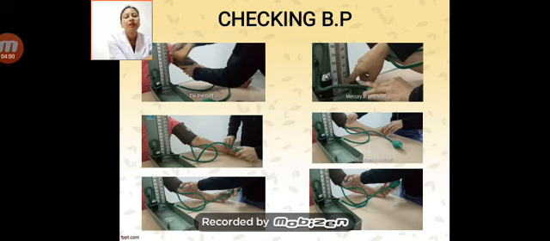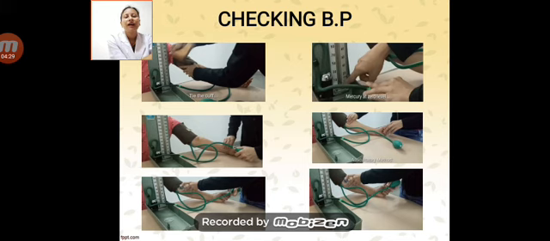After that, we keep on releasing the air, and we note the point on the manometer at which the sound disappears. That is called the diastolic blood pressure. Then we keep on releasing the air until the mercury reaches the 0 level. After it's done, we repeat the procedure if there is any doubt, and we make sure not to do more than 3 continuous times on one hand for checking the blood pressure.